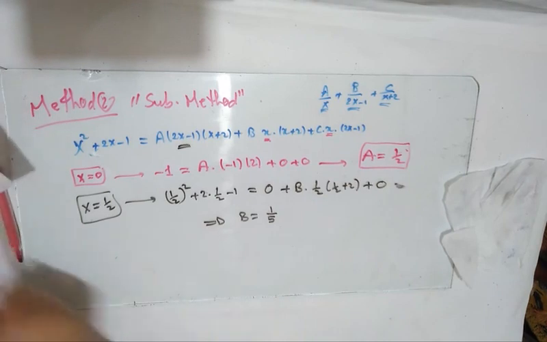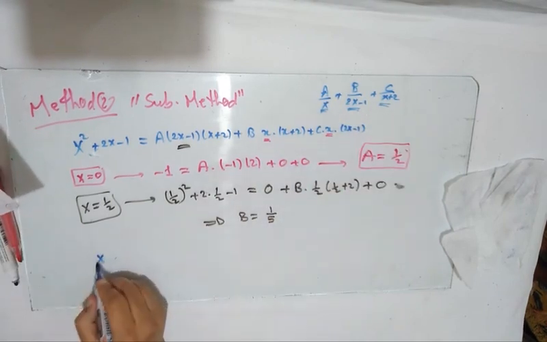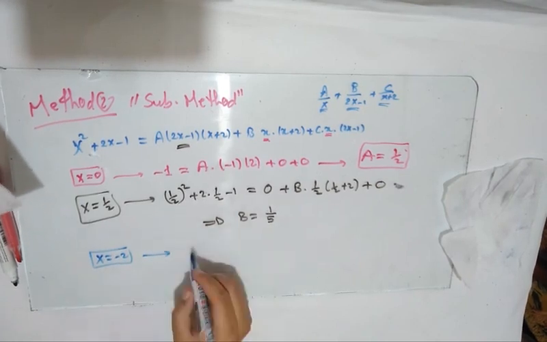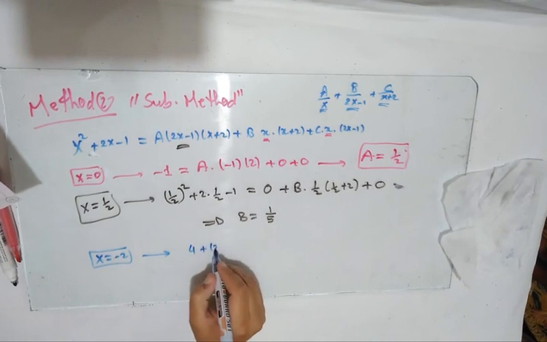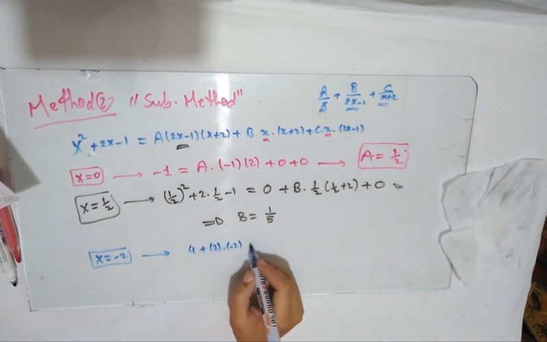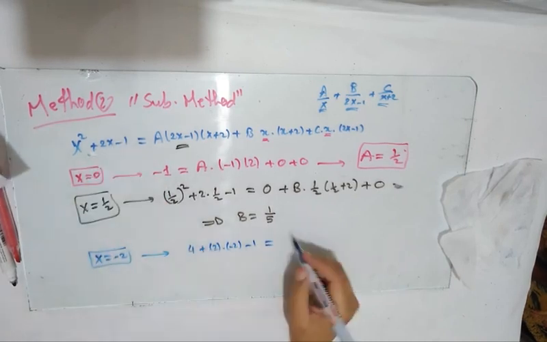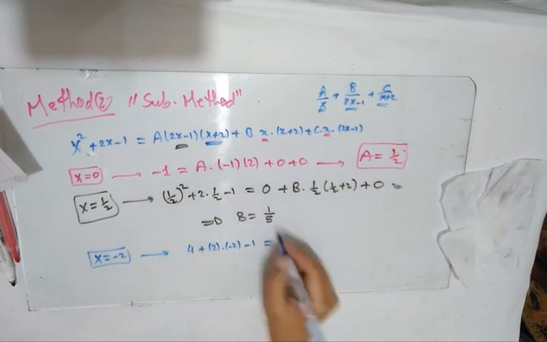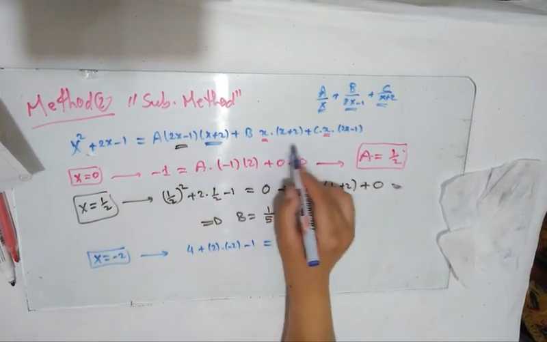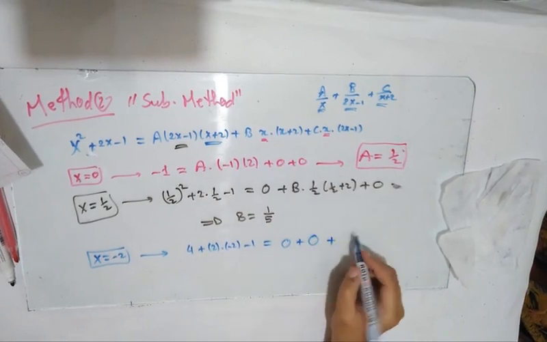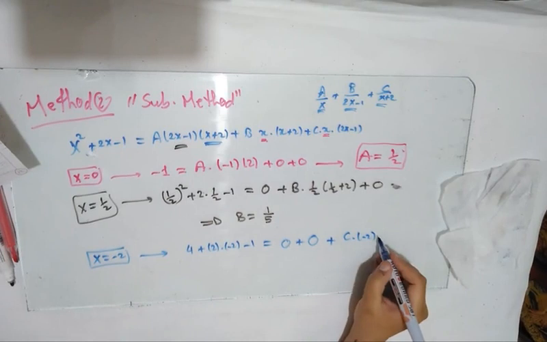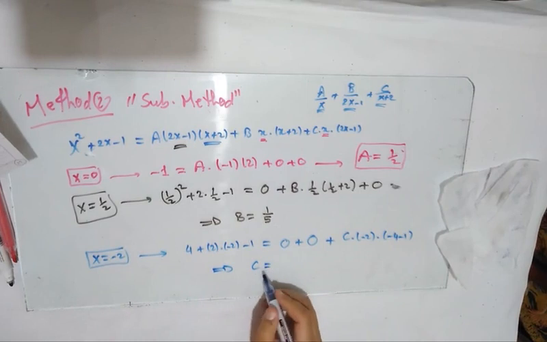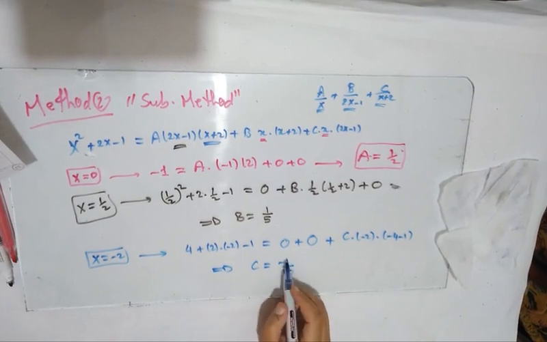Okay, the last substitution is x equal negative 2. If you substitute x equal negative 2, we have 4 plus 2 times negative 2 minus 1 on the left hand side. On the right hand side, you have x plus 2, so when you substitute negative 2, this is 0, and again here x plus 2 will also be 0, plus c times negative 2 times negative 4 minus 1, so c equals negative 1 over 10.